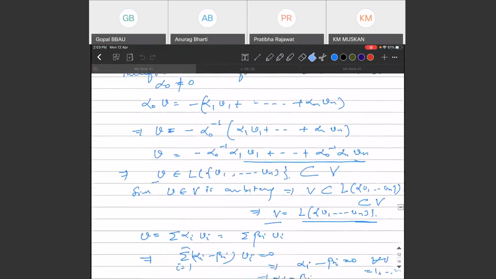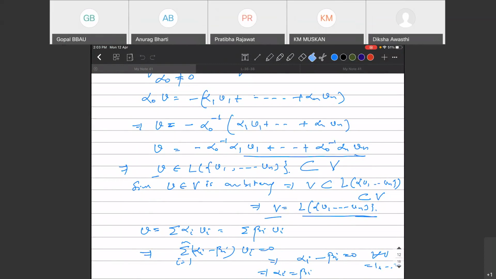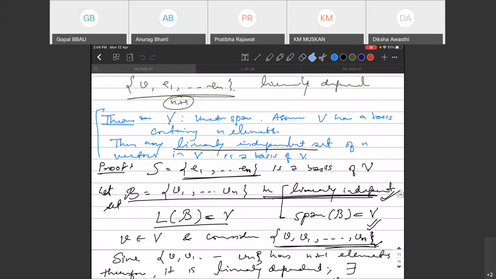ओके. So what we were doing last time, we were defining something called linearly independent. We define linearly independent set. We define linear span of a set. Then we define basis. And the last thing we proved was this theorem, which says that if we have a vector space and say it has a basis containing n elements, then any linearly independent set of n vectors in V is a basis of V.